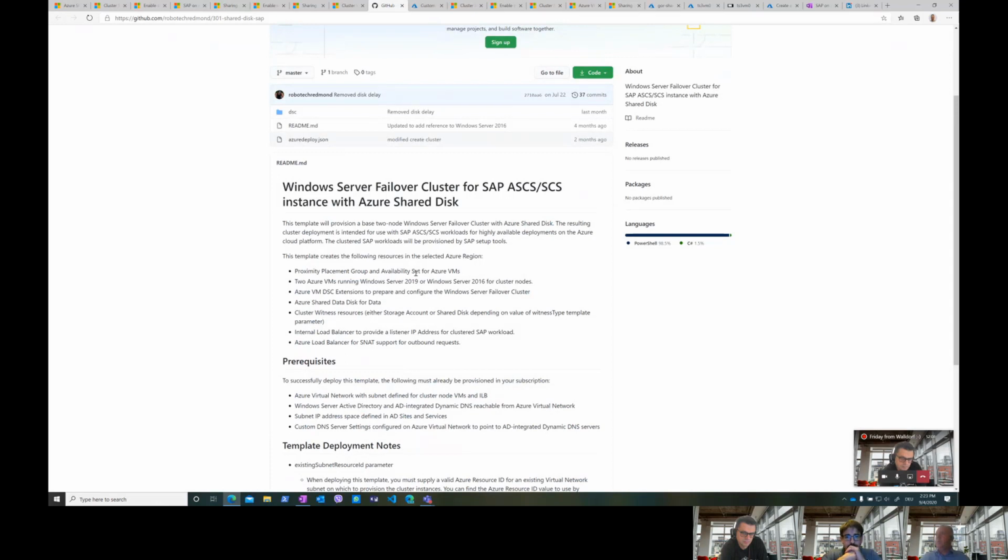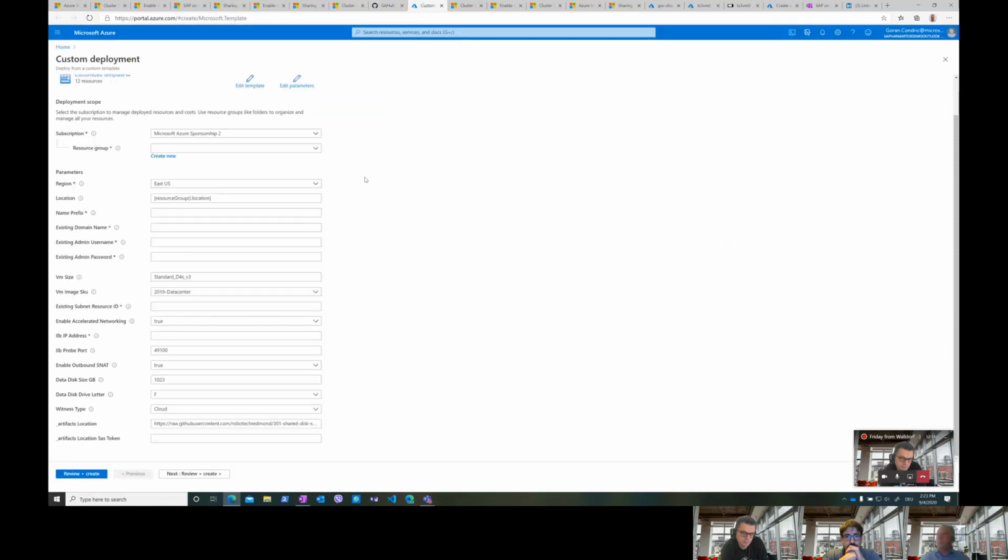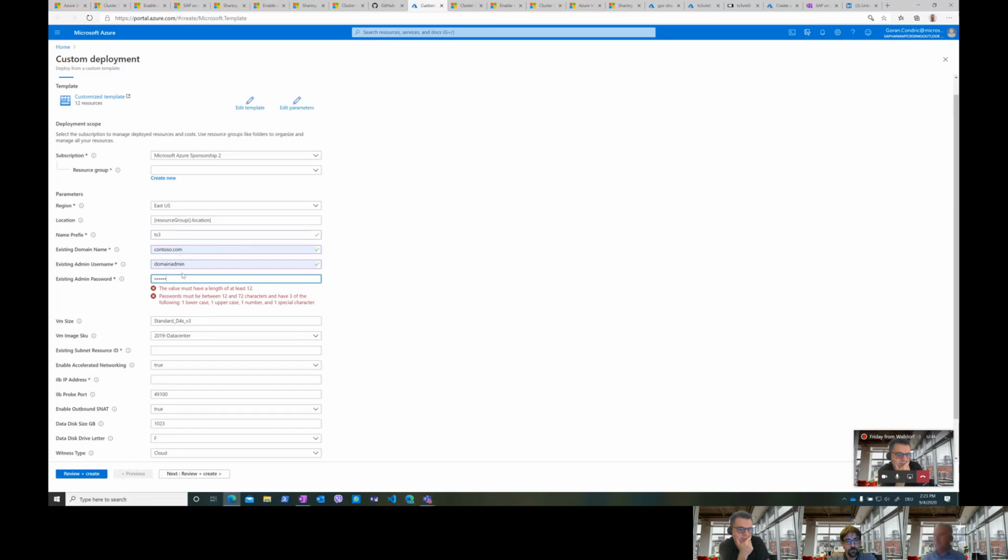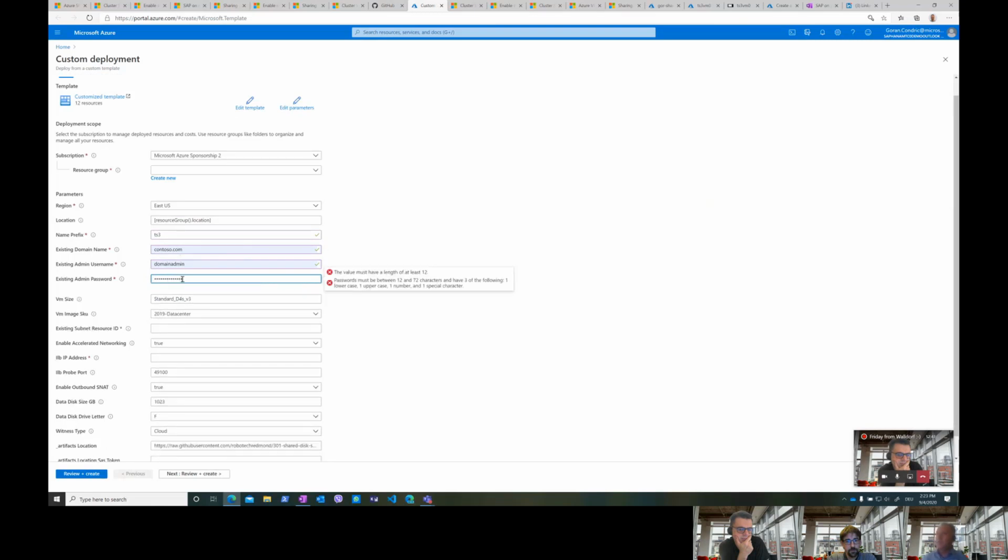It's basically what it will do. If you click on deployment, you can choose the region. You can put some prefix, for example, for TS3. You need to have a pre-configured network and subnets. You need to have a pre-configured Active Directory and DNS. Then you just put in, say, Contoso and some very hard to crack username, like domain admin.